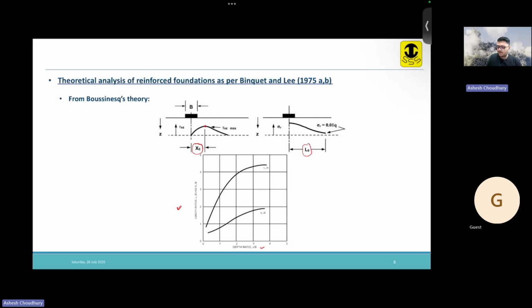So what is L naught? L naught is the lateral distance from the center line at which the vertical stress reaches 0.01 times the applied stress at the surface. At the surface it is Q. So at any depth Z, at L naught distance away from the center line, the vertical stress reaches a 0.01 Q value. That also we can represent using a curve, so that for any depth z, we can find the value of x naught as well as L naught.